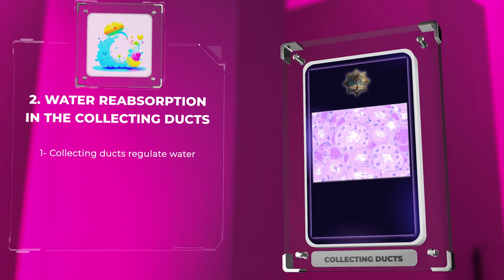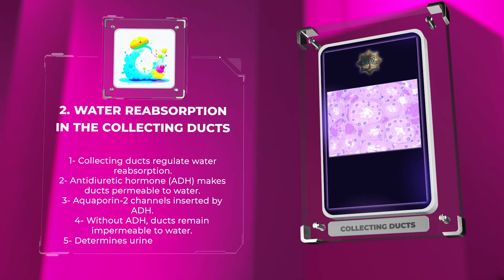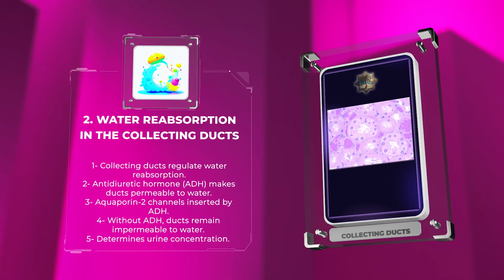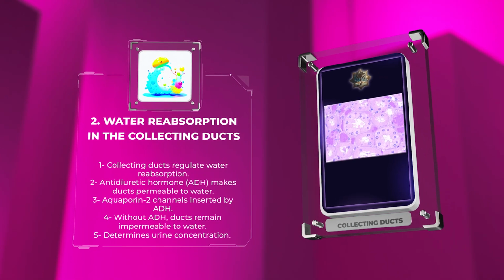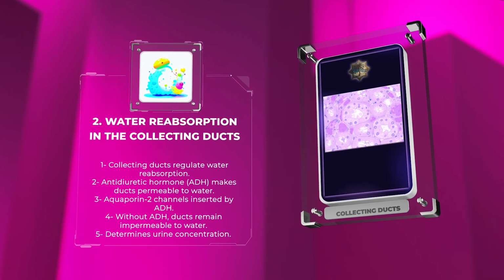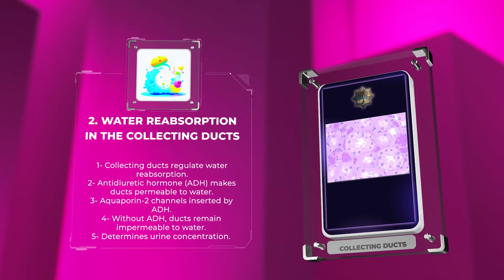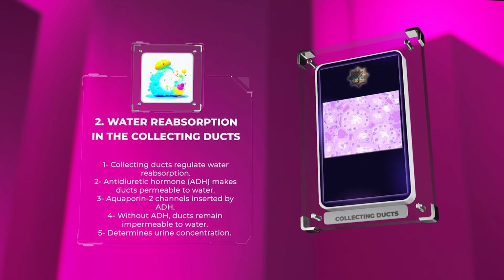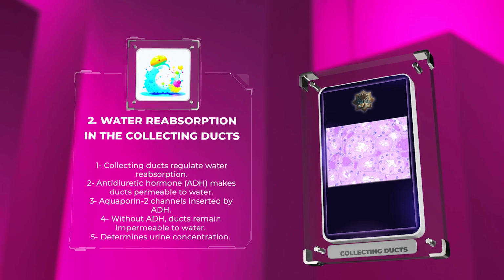The collecting ducts regulate water reabsorption, important for water balance. Antidiuretic hormone, ADH, makes the collecting ducts permeable to water by inserting aquaporin II channels. When ADH binds to receptors on principal cells, it triggers a cascade resulting in aquaporin II translocation, allowing water reabsorption. Without ADH, ducts remain impermeable, leading to more dilute urine.